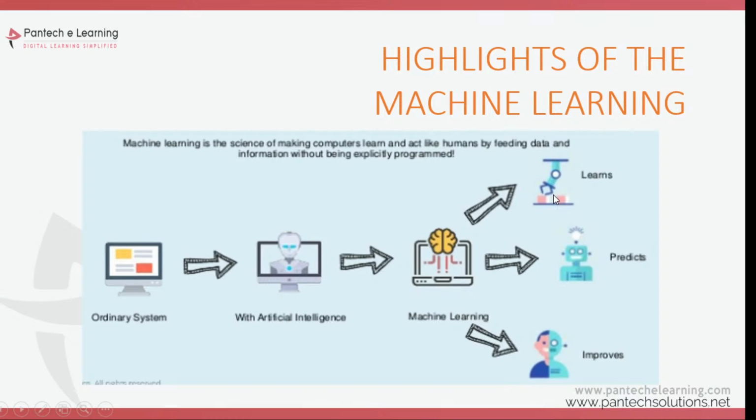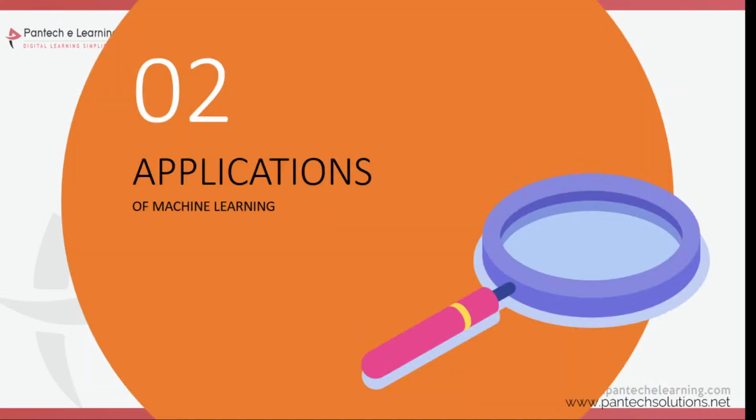So machine learning is the science of making computers learn and act like humans by feeding them data and information without being explicitly programmed. Generally, for a system, we write some code to do certain applications, right? But if we give some input, it has to respond spontaneously. It has to learn the data, learn the rule by itself.